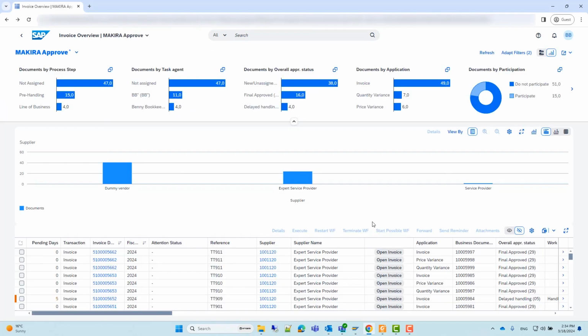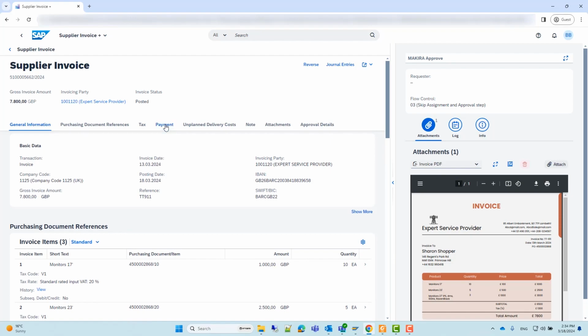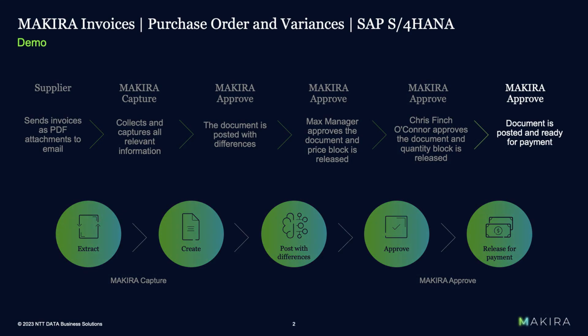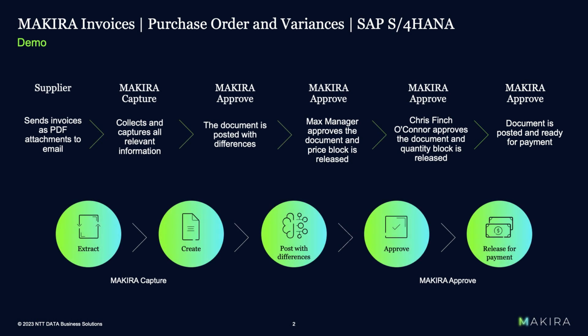Now, when we get back to the invoice overview, we can see that the variances have been fully approved and the invoice is released for payment. And that is the end of our process. As you can see, handling your invoices can be extremely simple with MAKIRA. Thank you for watching.